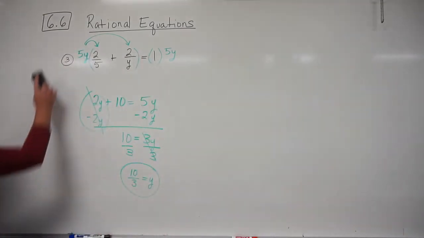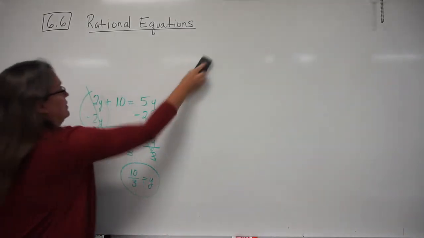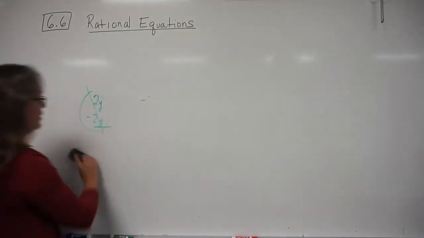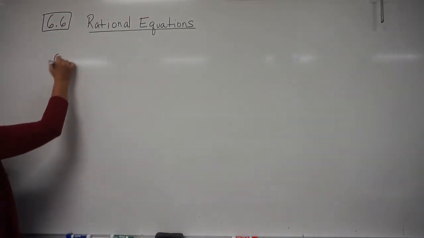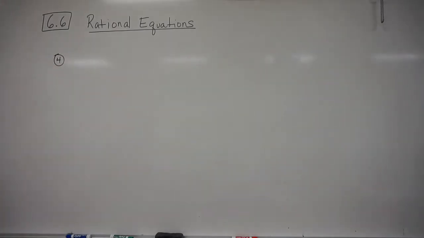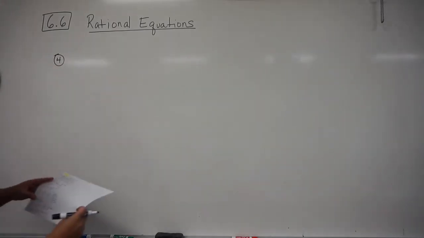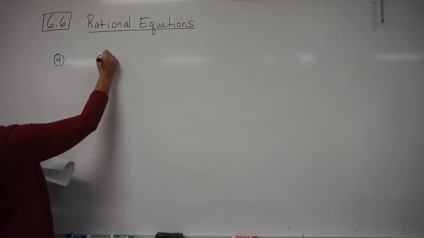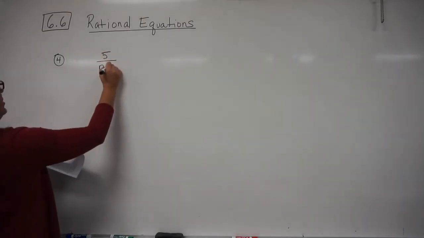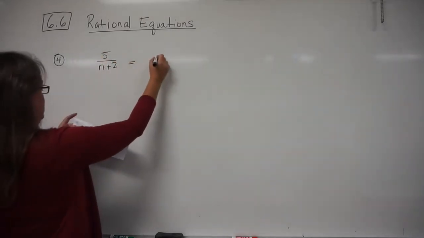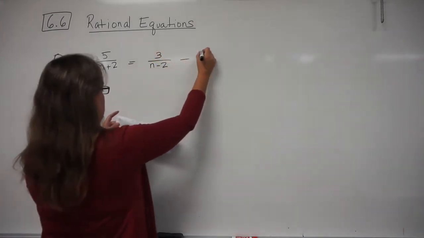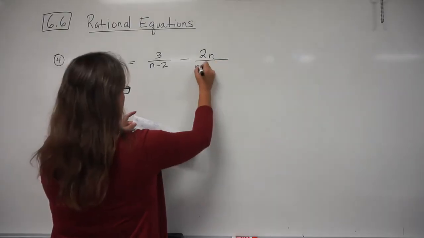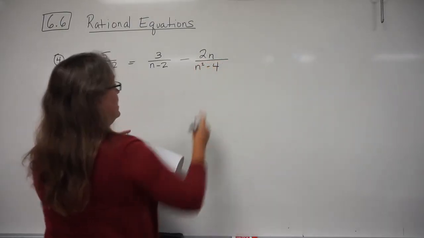So example number 4 coming up. A little bit bigger. And this one is going to be 5 over n plus 2 equals 3 over n minus 2 minus 2n over n squared minus 4.